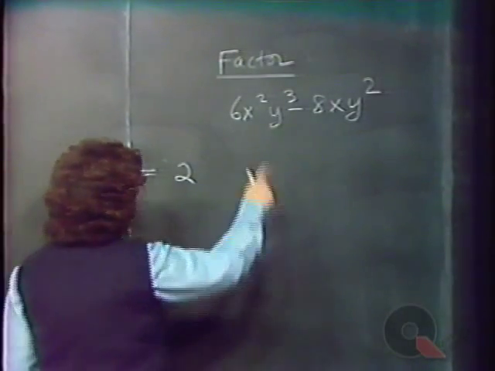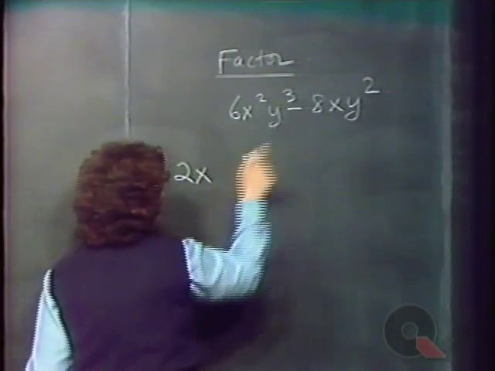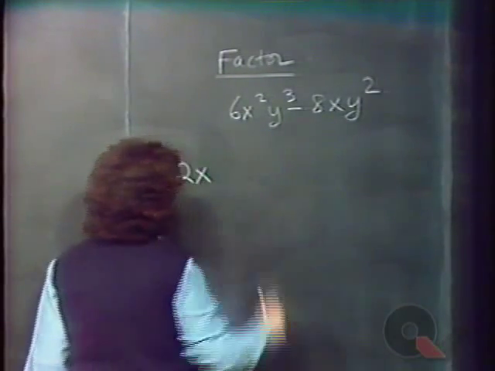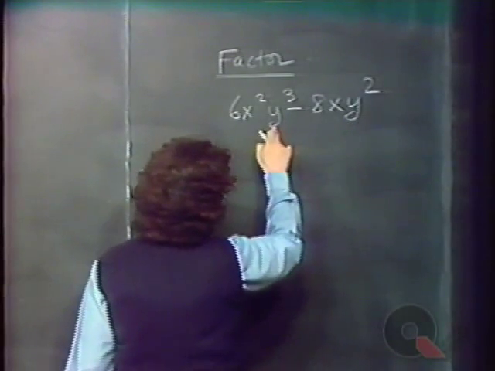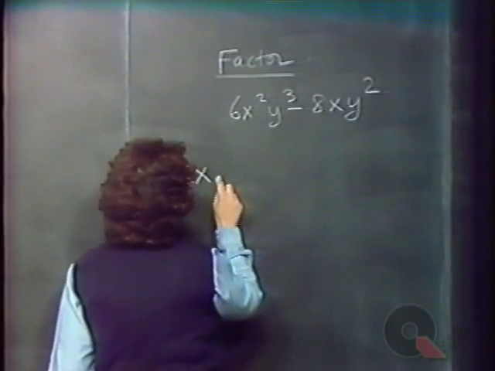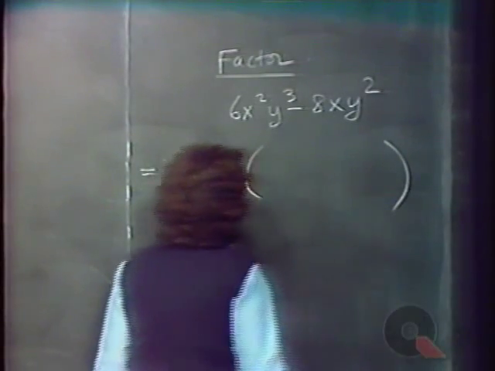Now we look at the x's. We have an x squared and an x. The most that we can take out is x to the 1st power, since that's all that appears there. And then we have a y squared and a y cubed. The most that we can take out is a y squared. And let's see what that will leave us with.